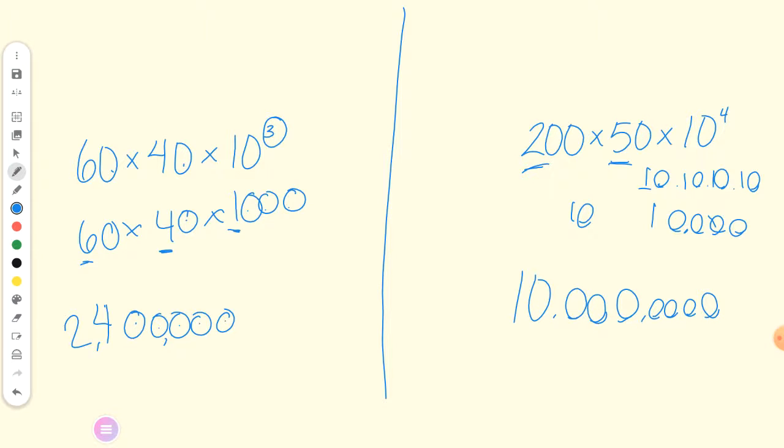Max had more zeros to work with. Let's see. 1, 2, 3, 4, 5, 6, 7. Why does his answer have 8 zeros? There's only 7 zeros in the problem, but there's 8 in his answer, Parker. Why? Because 10 has a 0, so when you add 7 zeros with 10, then you have 8. Yes, because the mental math answer ended in a 10.